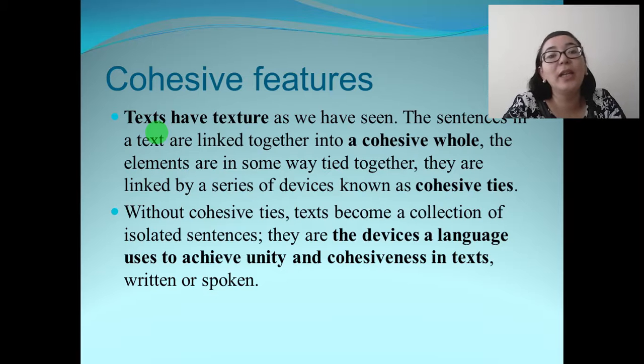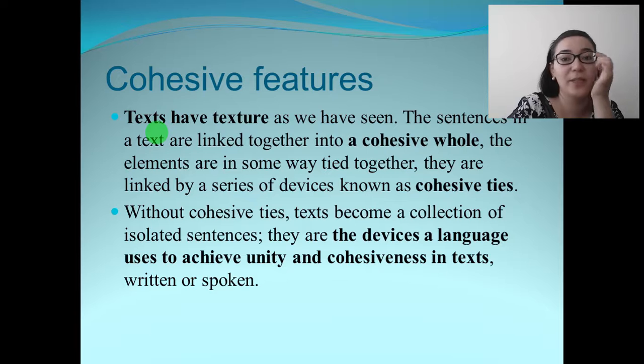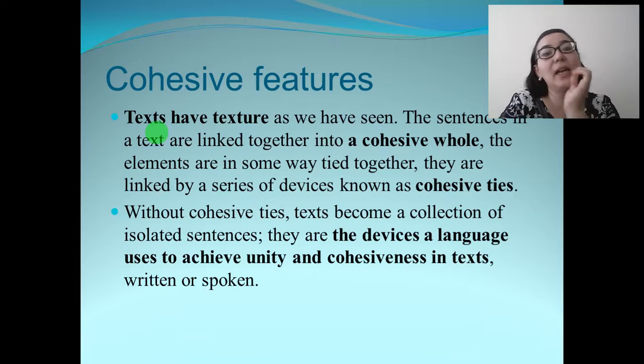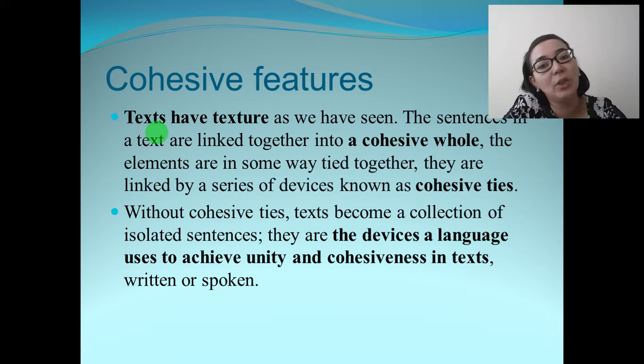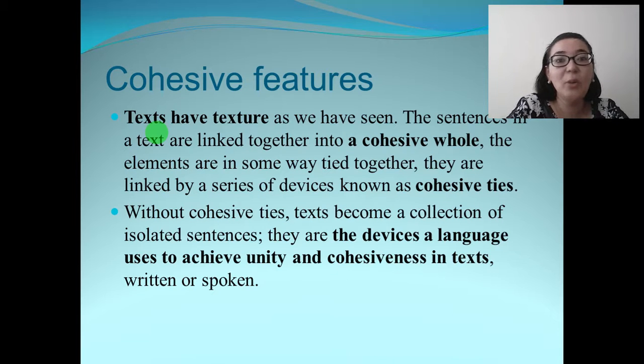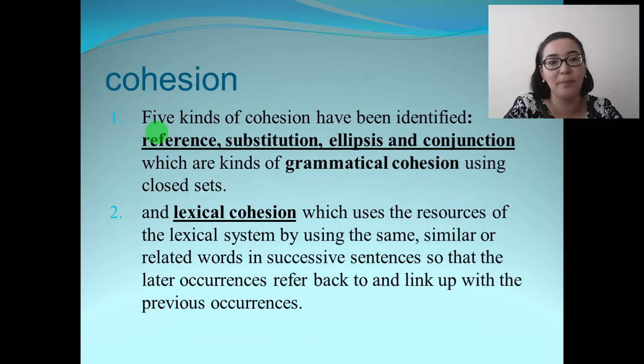Cohesive features, what are they? Texts have texture, as we have seen. The sentences in a text are linked together into a cohesive whole. The elements are in some way tied together. They are linked by a series of devices known as cohesive ties. Without cohesive ties, texts become a collection of isolated sentences. They are the devices a language uses to achieve unity and cohesiveness in a text, written or spoken.